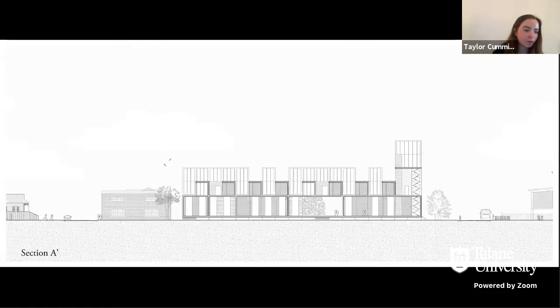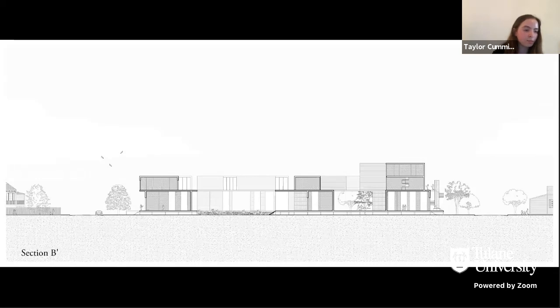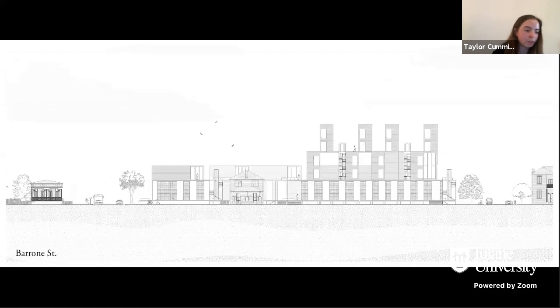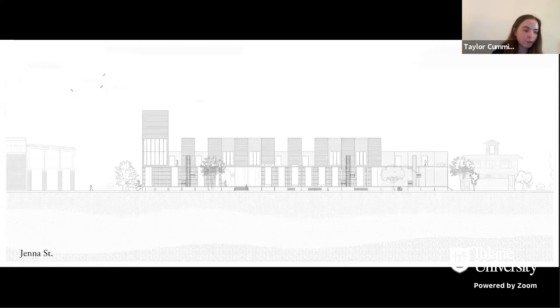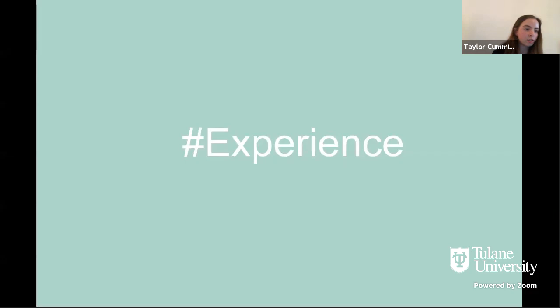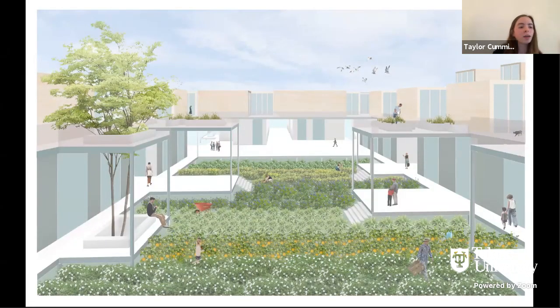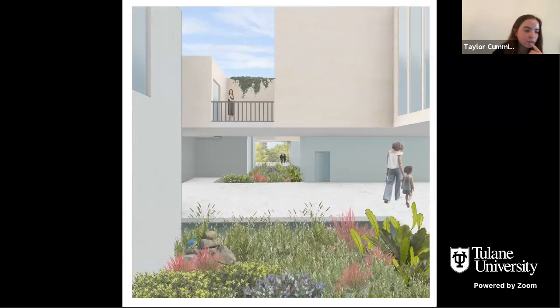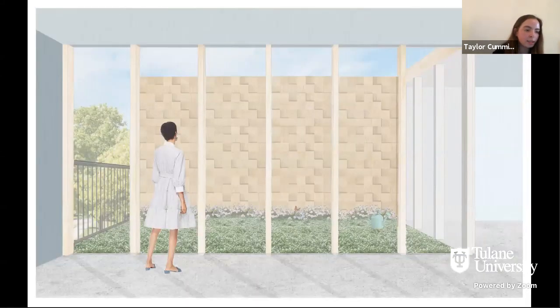So this is it in section, cutting through two of those voids. And this is it cutting through that larger center void. The Dryads elevation, the Burn elevation, Jenna Street, Cadiz. So the experience: this is a view looking into that center void where the agriculture is, and you can see those above terraces and the units right there. And this is more on the right side of the building, looking into those two smaller voids. And this is a view of one of the units looking to their private patio.